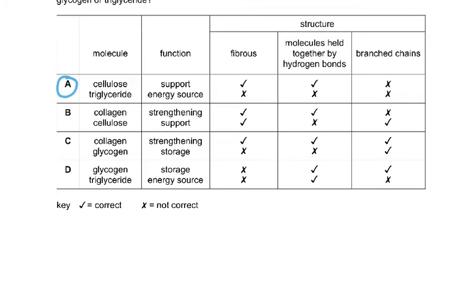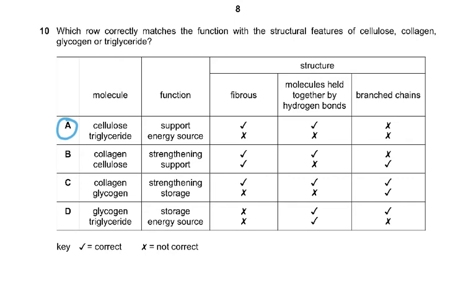Then coming to question number 10, which row correctly matches the function with the structural features of cellulose, collagen, glycogen, or triglyceride? The molecules are cellulose and triglyceride, with the functions support and energy source, and fibrous molecules held together by hydrogen bonds, and there are no branch chains. Cellulose doesn't have branch chains, and triglyceride also doesn't have branch chains. So that was the correct answer to this.